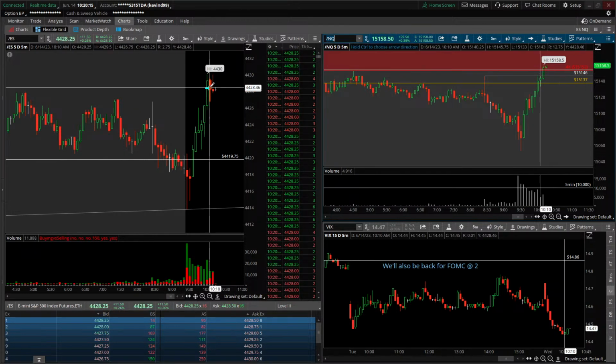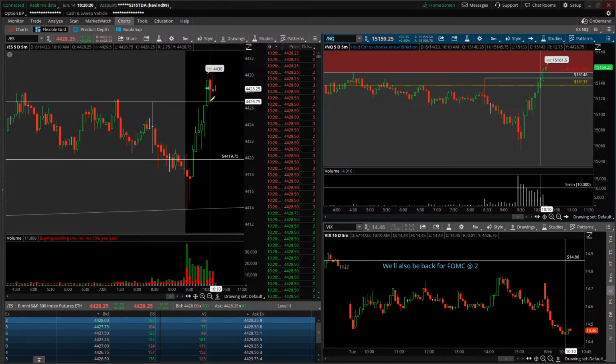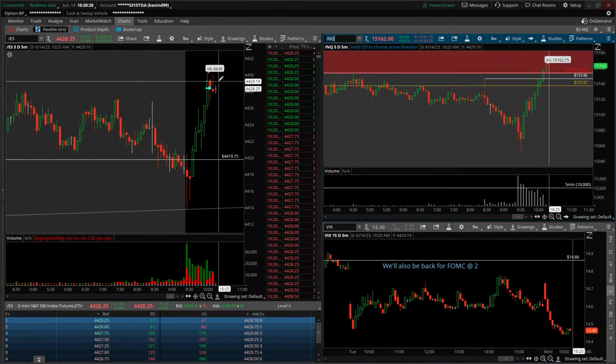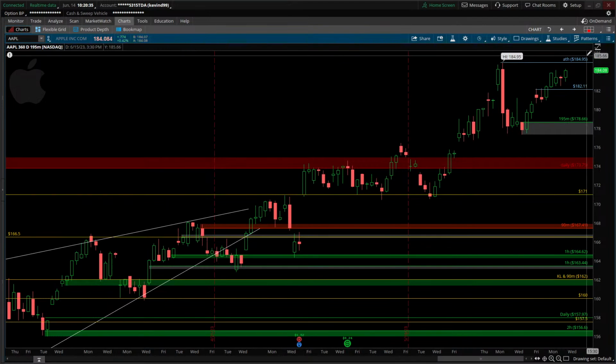But let's say again we did take this long right here due to this candle closure with a stop right here. We would still be in this trade. I personally would consider stopping out of it because of the supply zone. But trend is our friend. Might be seeing some highs. Let's take a look at what the equities are doing.